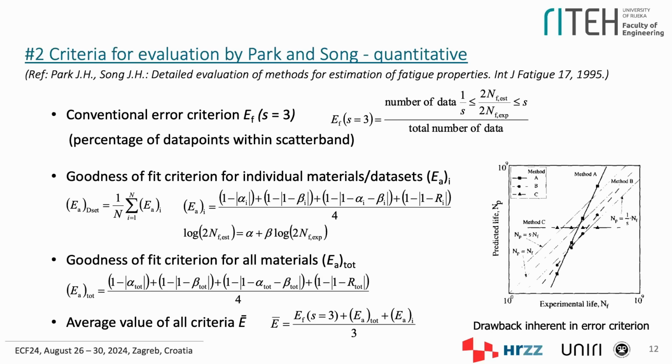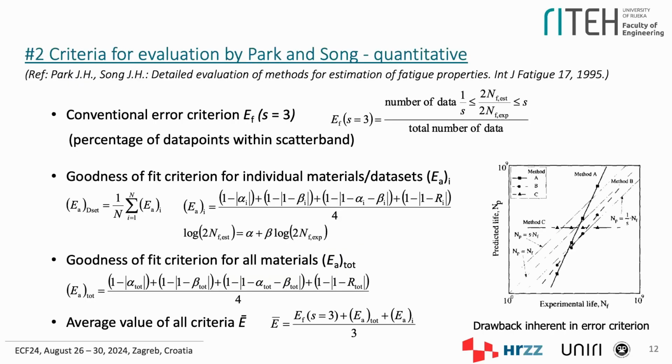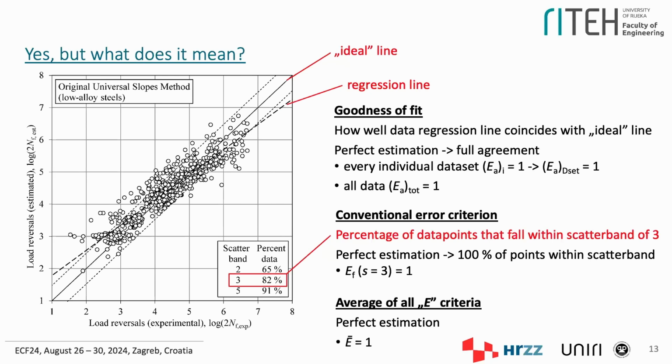But instead of explaining these formulas, I will just very briefly, for those of you who are not so familiar with these criteria, try to illustrate them. So those two goodness of fit parameters are related to how well the experimental points and estimated values fall around this ideal line.